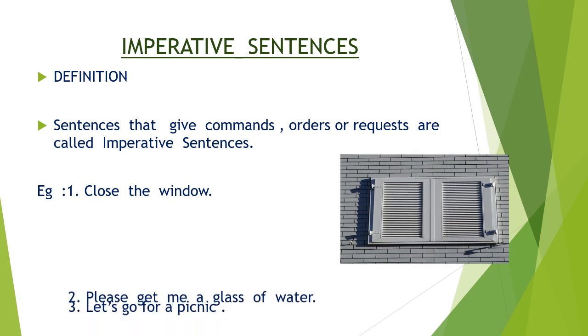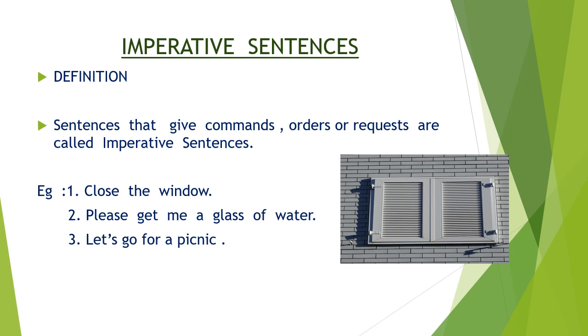The second one is, please get me a glass of water. This is a request. The third one is, let's go for a picnic. So here it can be an advice or a suggestion. All these three examples are examples of imperative kind of sentences.